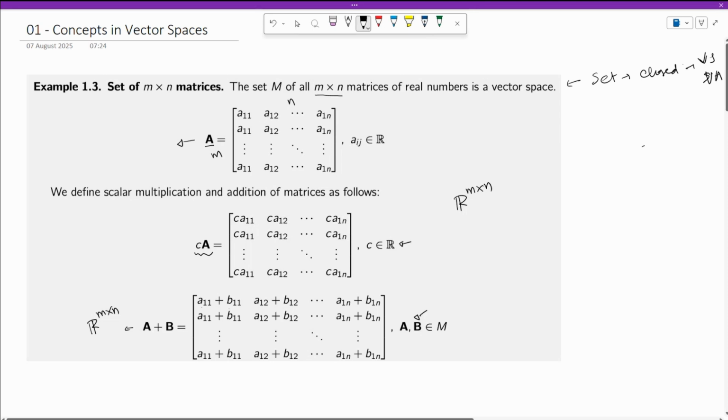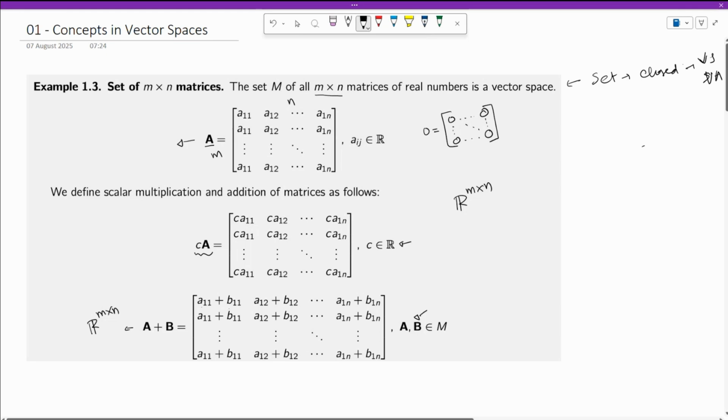What is the first thing you test? You should ask what is the zero element here. Let's define the zero element. Zero element is simply the matrix of all zeros. That's a zero element. Is it there in R^(m×n)?